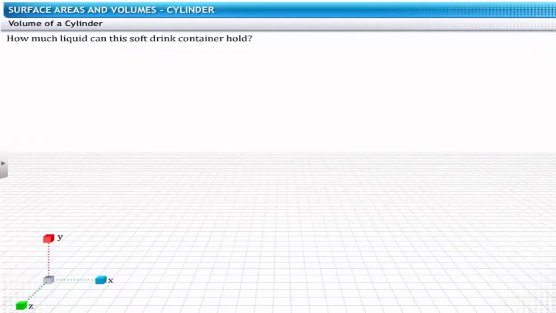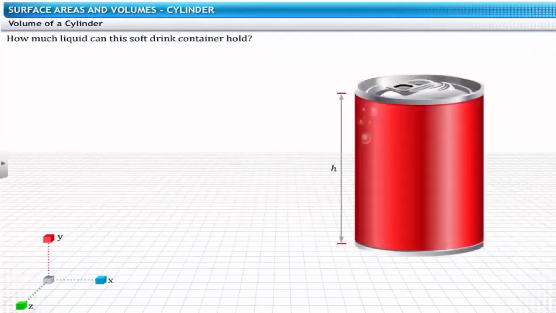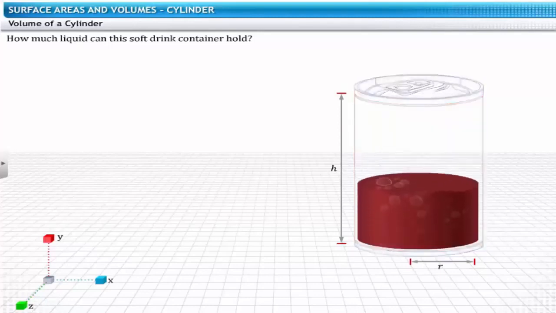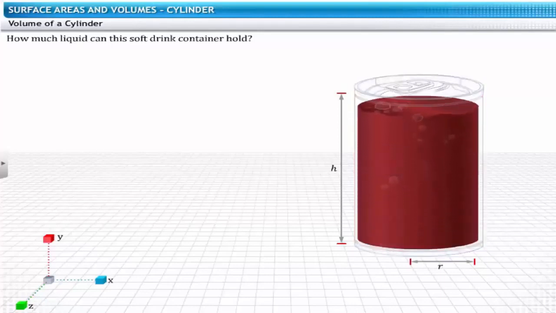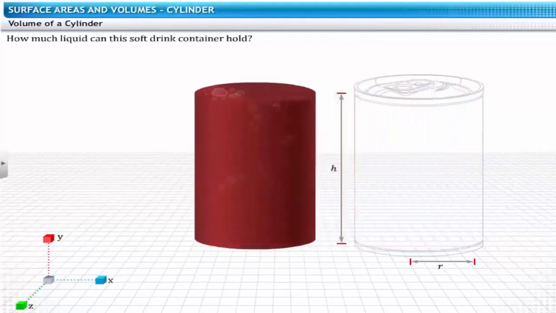Let's consider a cylindrical soft drink can whose height is h and radius is r. To find the capacity of the can, we need to find the volume of the can. By volume, we mean the space enclosed by the can.